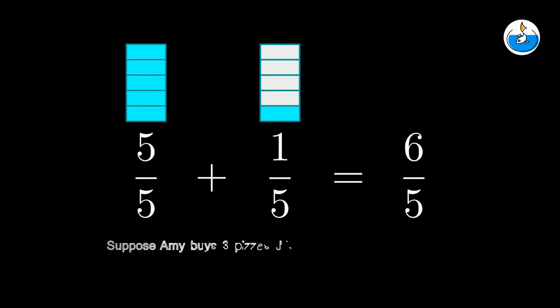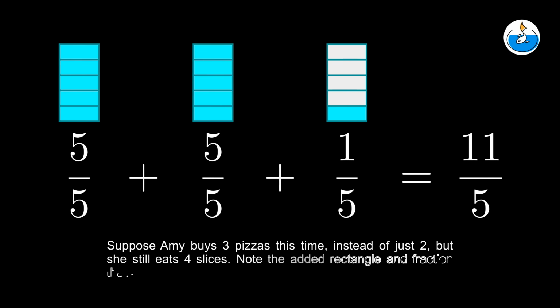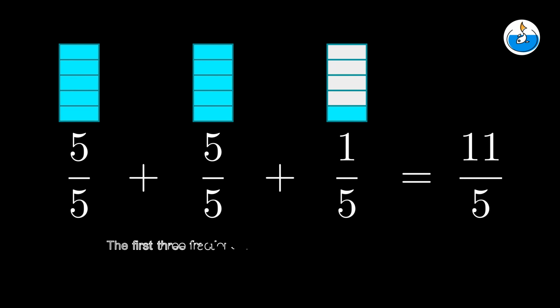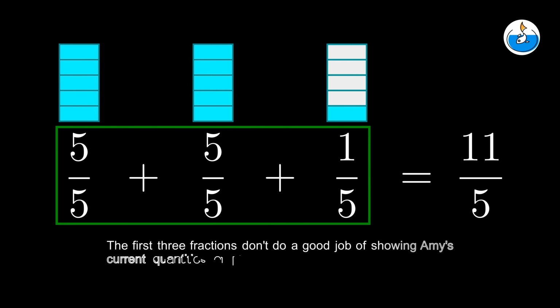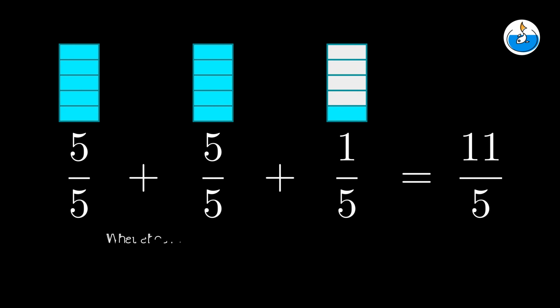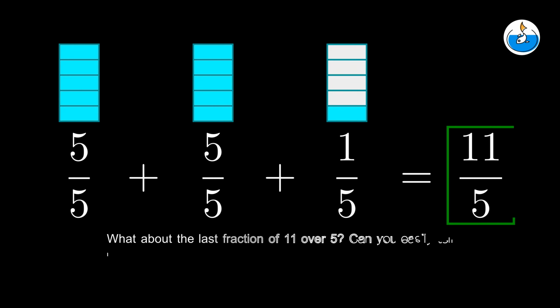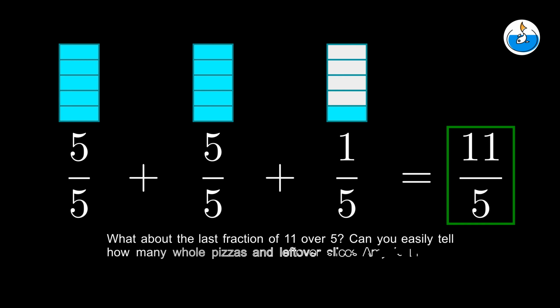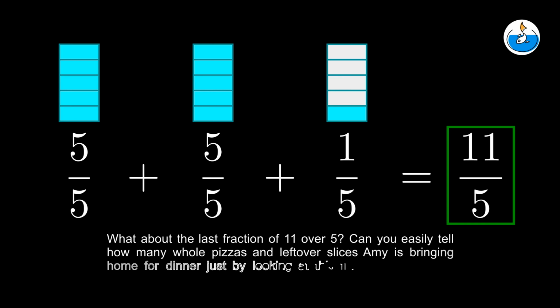Suppose Amy buys 3 pizzas this time instead of just 2, but she still eats 4 slices. Note the added rectangle and fraction that shows the third purchased pizza pie. The first 3 fractions don't do a good job of showing Amy's current quantities of pizza pies, because the mathematical expression is somewhat lengthy. What about the last fraction of 11 over 5? Can you easily tell how many whole pizzas and leftover slices Amy is bringing home for dinner just by looking at this fraction? Not really, right?